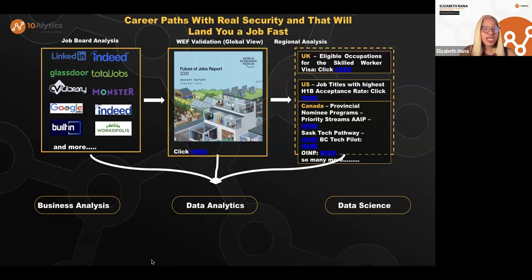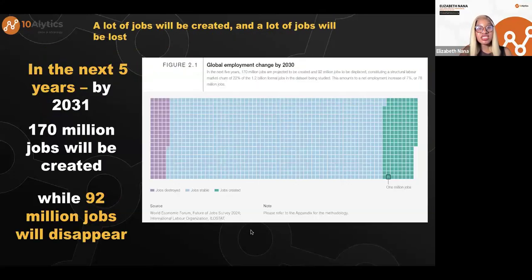We took a look at the US and we saw that these are job titles with the highest H1B acceptance rates. We also took a look at Canada. So just to show you that, there was a lot of thought, a lot of strategy, a lot of planning that went into it. And we came up with these 3 programs you can see on my screen right now: business analysis, data analytics, data science. Remember, if you're looking to get a healthcare informatics role in 2026, this is what you should be concerned with. Okay, now let's move on.